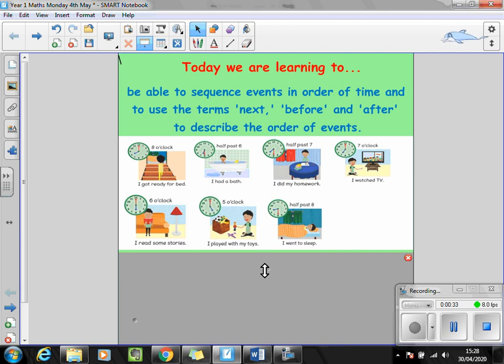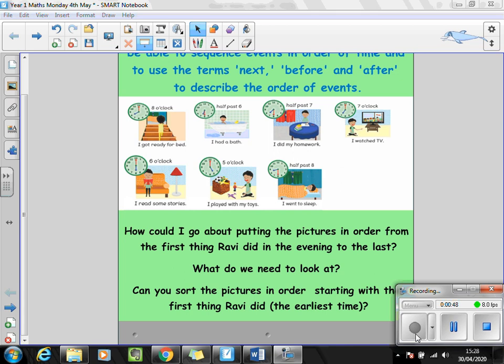Stop the video and talk to your adult to see if you can read the different events that he does, and also have a look at the times on the clocks to remember how to tell the time to o'clock and past. Now, using these pictures, how could I go about putting the pictures in order from the first thing Ravi did when he got home from school to the last thing he did?